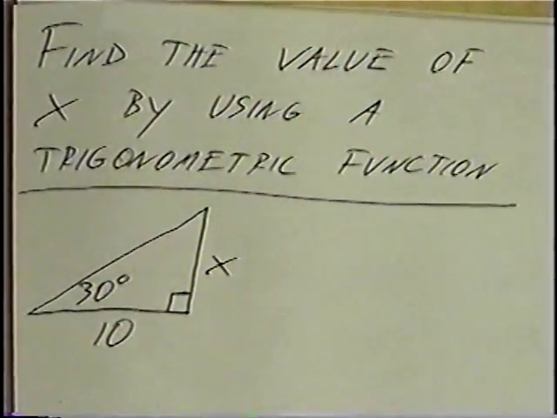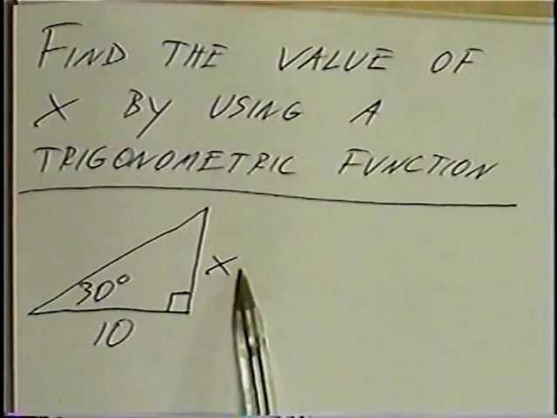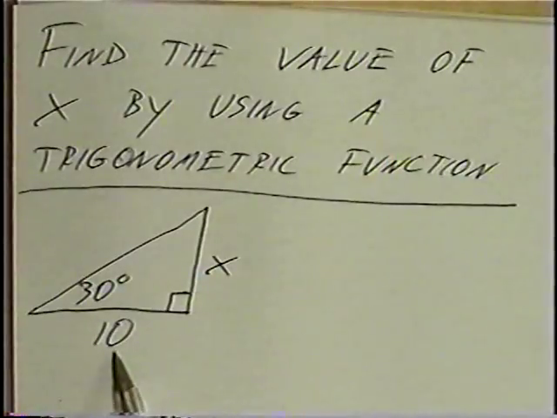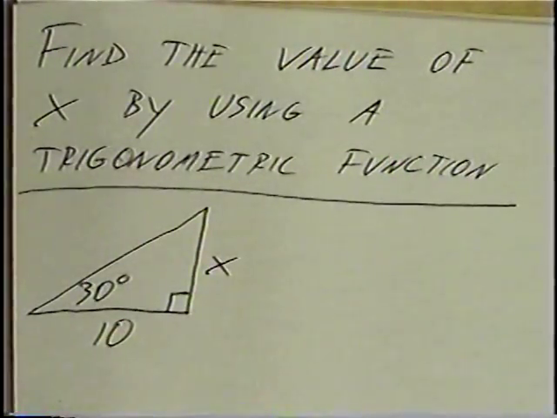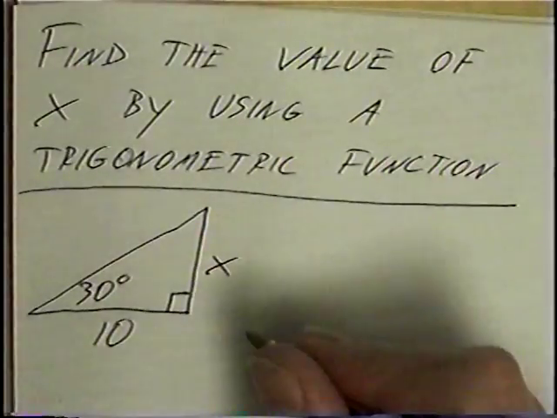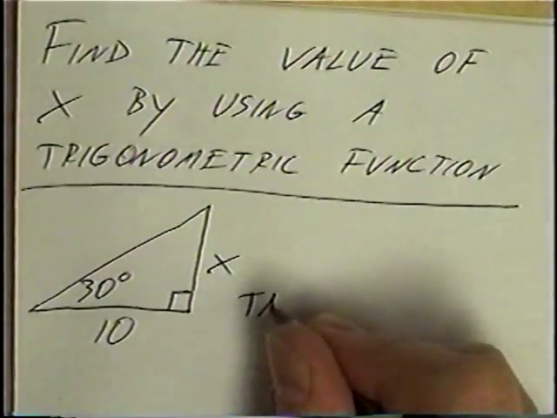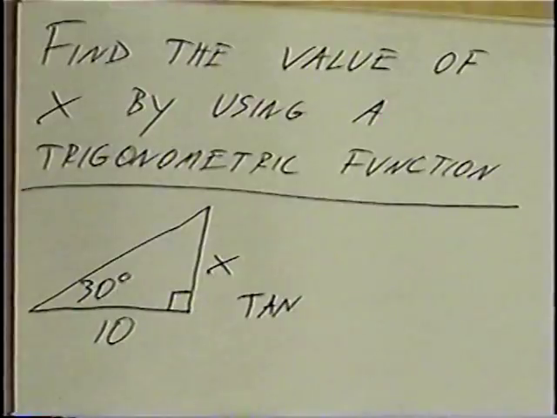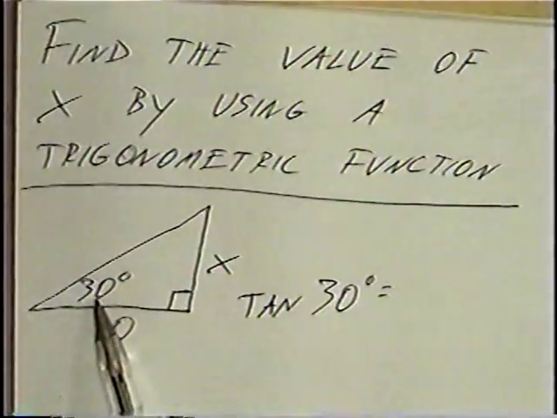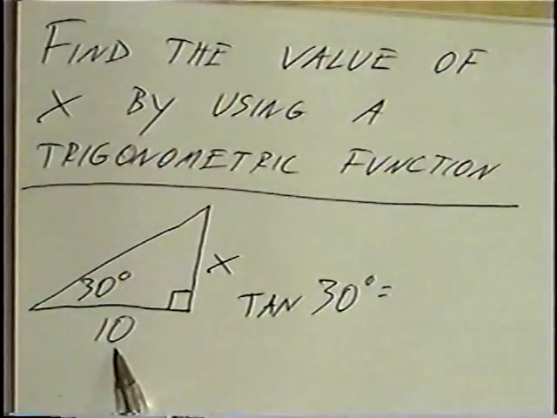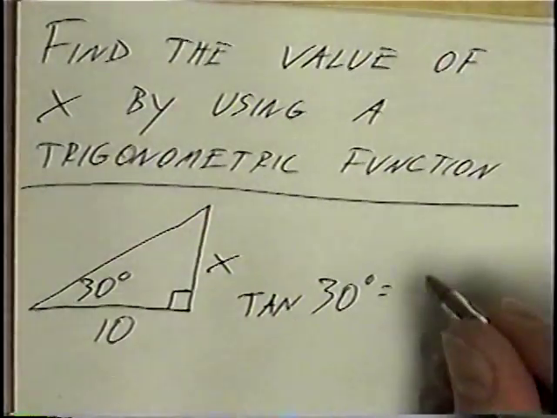Looking at the given information from the angle, we know the opposite side from the angle is what we're looking for, and we also know the value of the adjacent side. So using the opposite and adjacent sides, that would be the tangent function. Tangent of 30 degrees equals the opposite over the adjacent, or in this case x over 10.